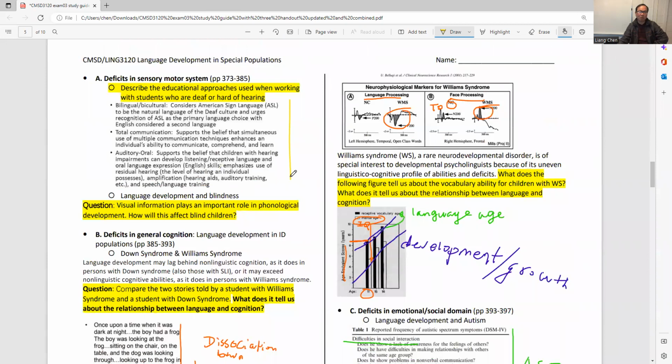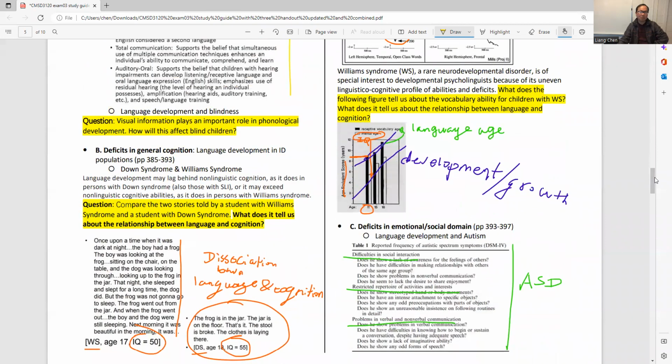Straightforward, no need to look at. So here, think about visible sounds with visible articulation versus sounds without visible articulations.